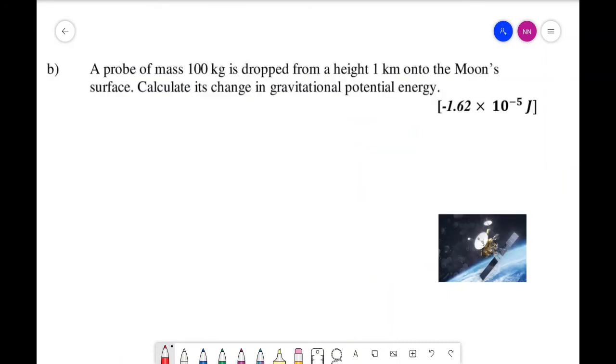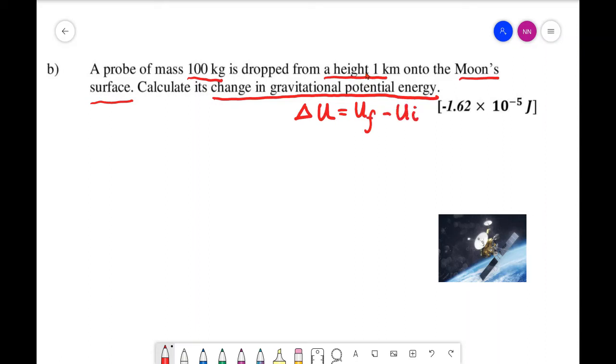Okay, B, a probe of mass 100 kg is dropped from a height 1 km onto the moon surface. Calculate its change in gravitational potential energy. Okay, so gravitational potential energy is U. Change in gravitational potential energy is delta U. So delta U is U final minus U initial. Okay, initial position of the probe is at height 1 km. Okay, so this is initial position of the probe. And final position of the probe is on the moon surface.